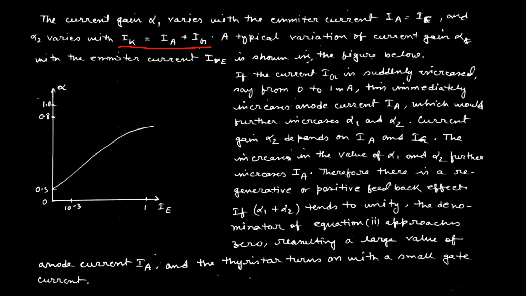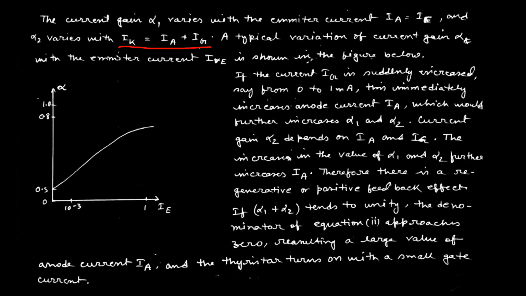So we can conclude that if the gate current IG is suddenly increased, say from 0 to 1 milliampere, this immediately increases the anode current IA, which will further increase alpha 1 and alpha 2. That means the current gain alpha 1, which depends on IA and IG, increases, and the increase in alpha 1 and alpha 2 further increases IA. That means it is a kind of cumulative process. Therefore, we can say this is a regenerative or positive feedback effect.